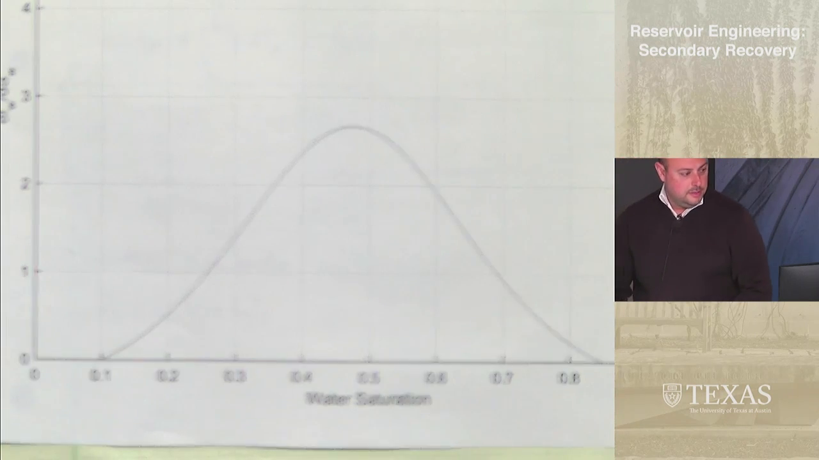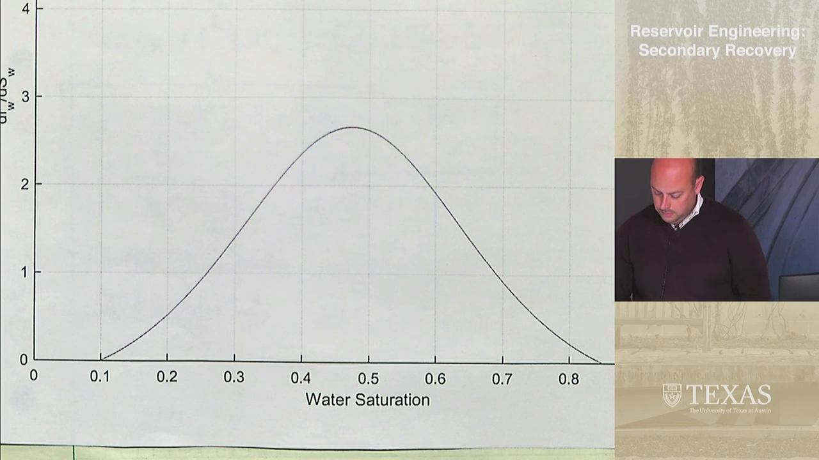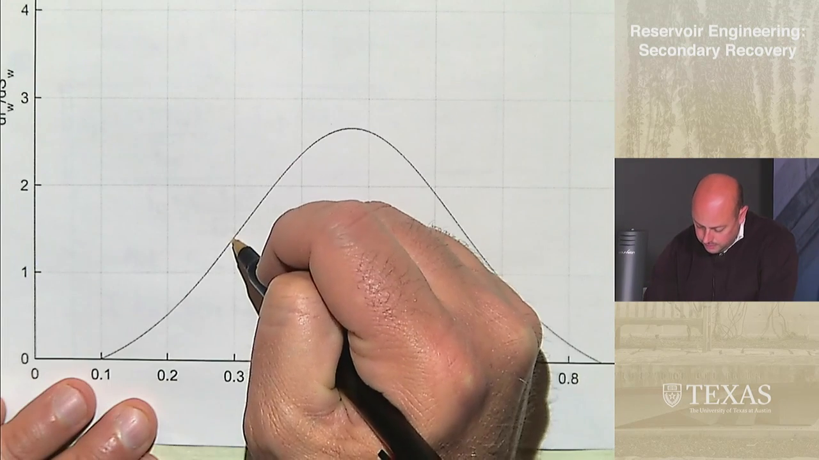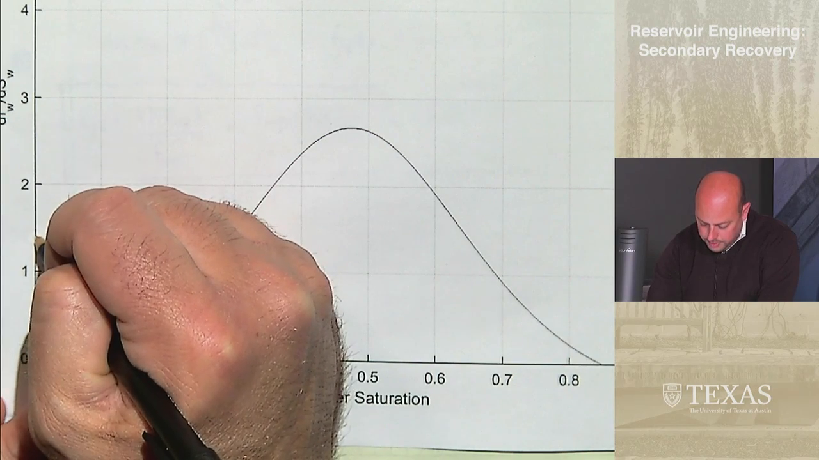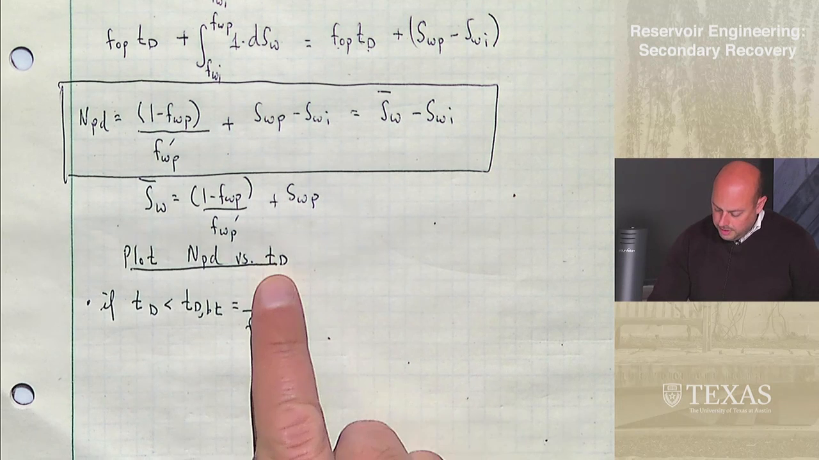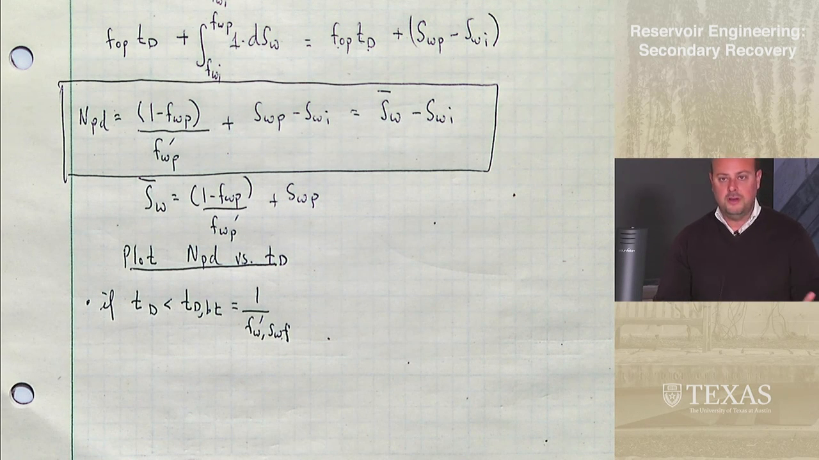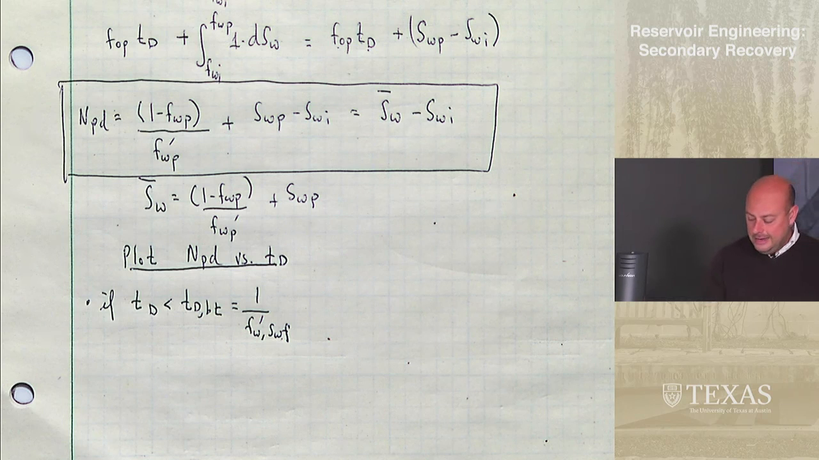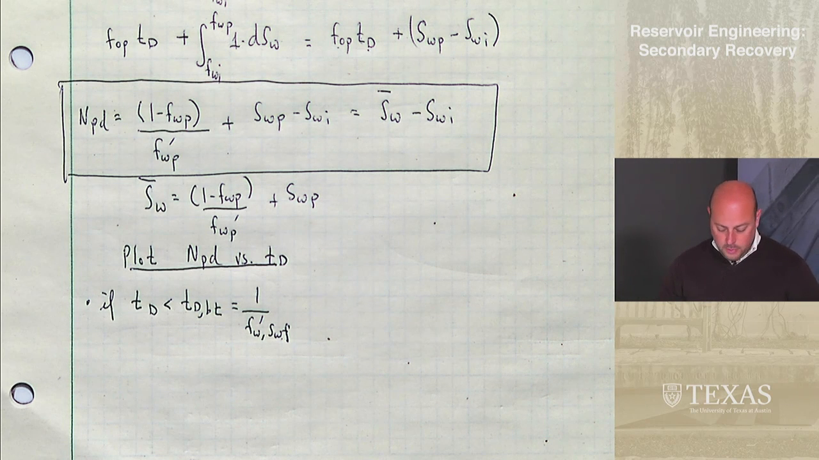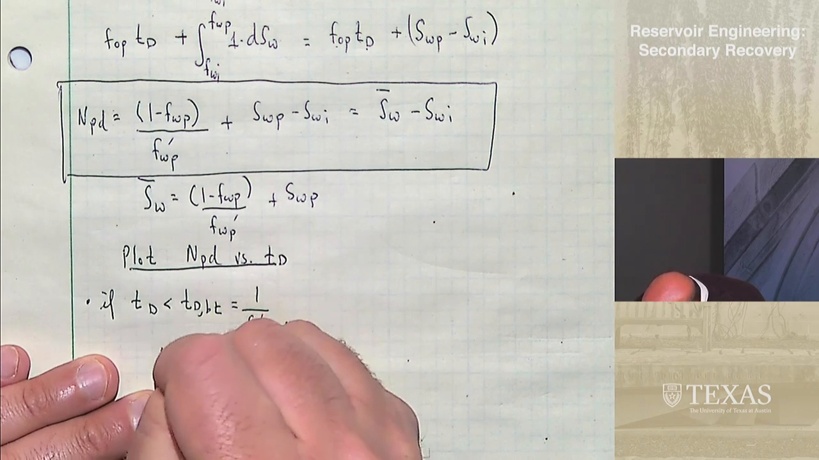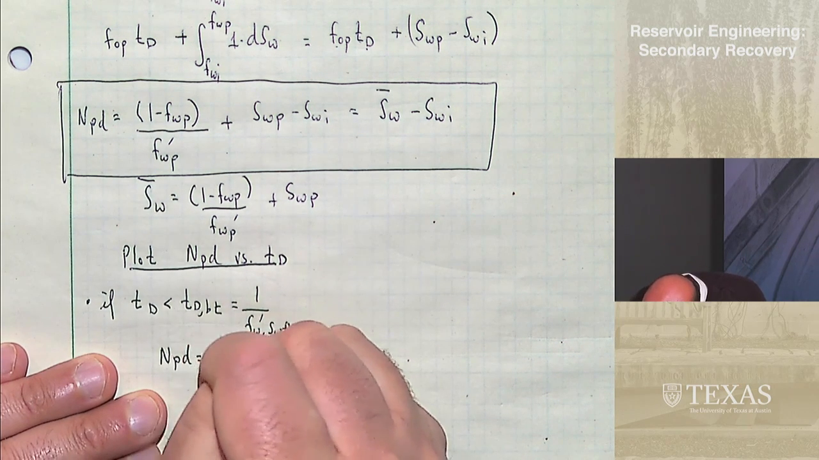It might look like this. So if SWF is 0.3, this is over here, you come over here, that looks like 1.3, that's DFW, DSW, and then 1 divided by FW prime, so 1 divided by 1.3 would be your breakthrough time. So if TD is less than the breakthrough time, then it's really simple. Then NPD is just equal to TD.